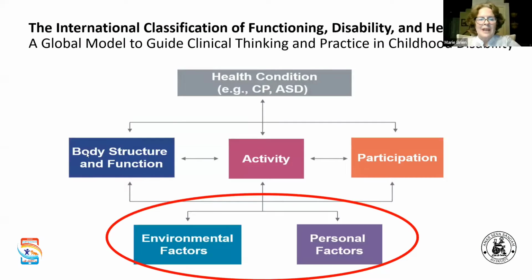So we have addressed just now the body structure and function, the activities, the functional skills, participating in life situations. But what impacts all of that are the environment and also the personal factors. So these two components of the ICF are the contextual factors. And this is what really makes such a huge difference in how we approach our intervention.